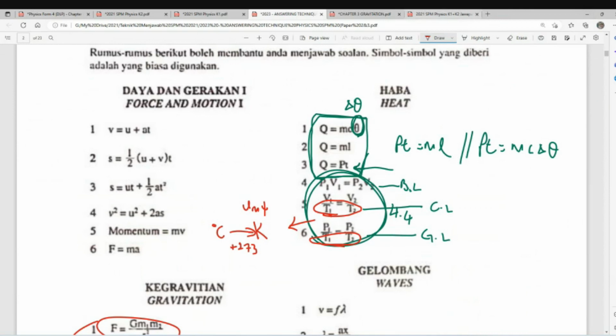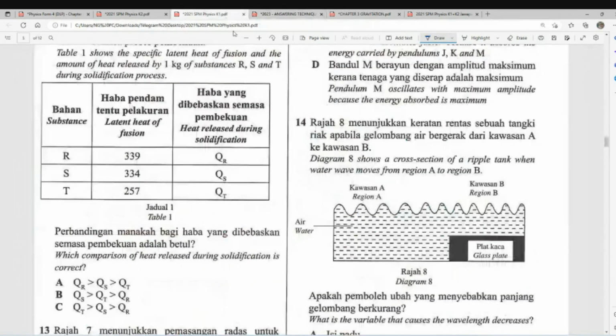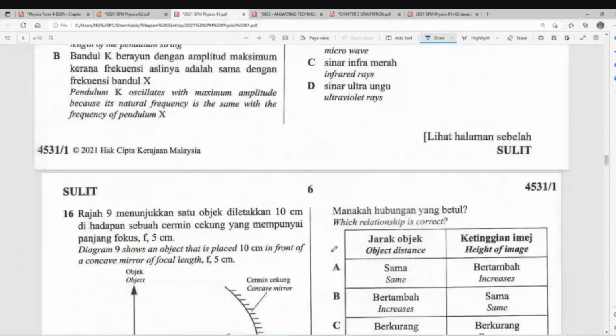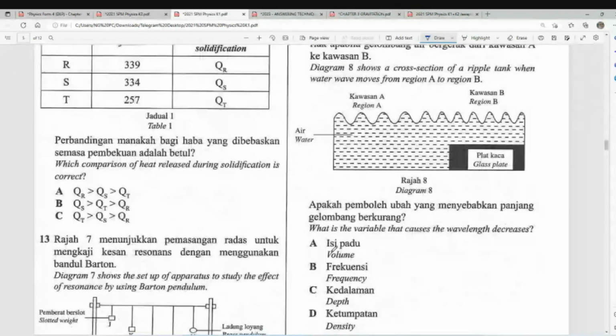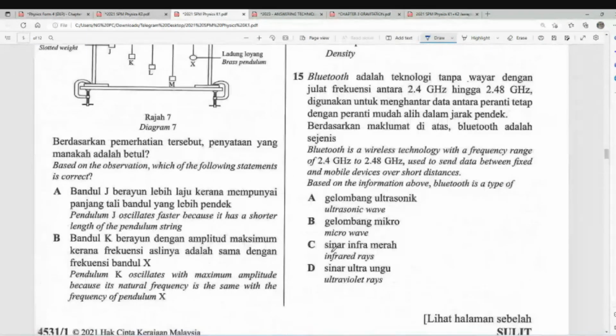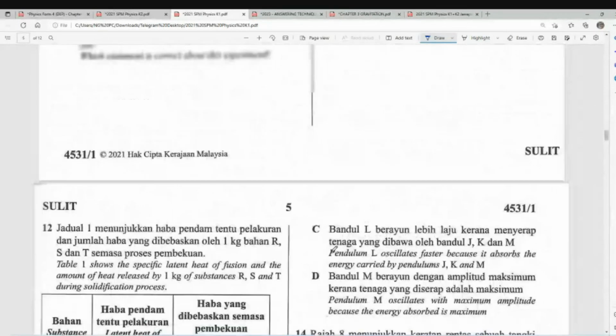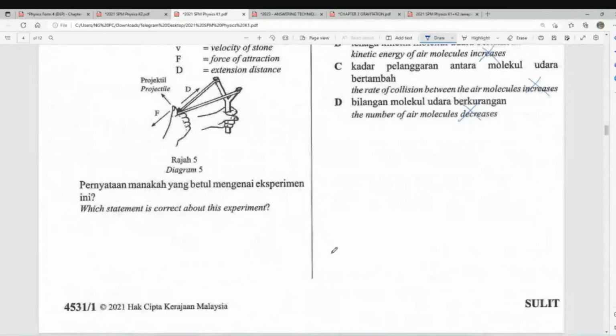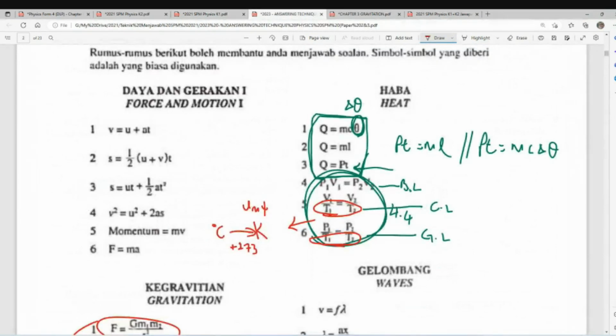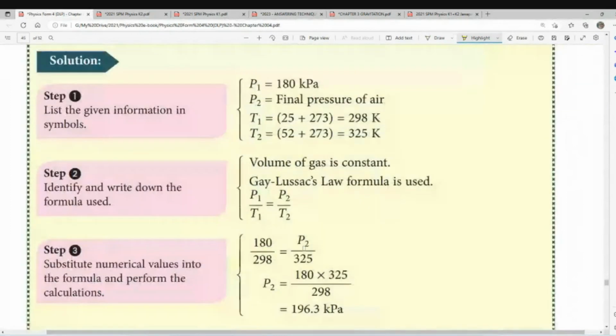So let's see the example questions. So here are the questions. I think you still remember the trial exam. I think the questions with the higher percentage of wrong answers were because of the temperature. You didn't change it into unit Kelvin in the calculations. So please be alert about the calculations.